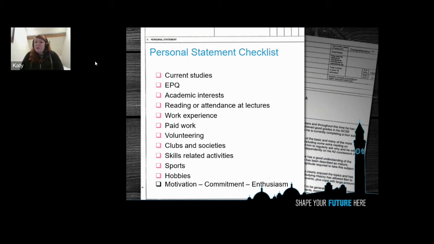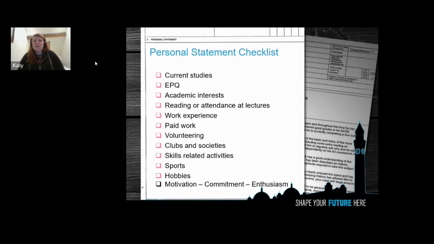Work experience as well. It's not essential for most courses, but if you have that, you can talk about it as well. And I'll go into a bit more detail about this later, but it doesn't have to be related to your course. It's the skills that come from it. So, maybe you're working as a waitress in a hotel or something like that. And obviously it's completely unrelated to the course that you're applying for, perhaps, but there's still a skill set that comes from that.